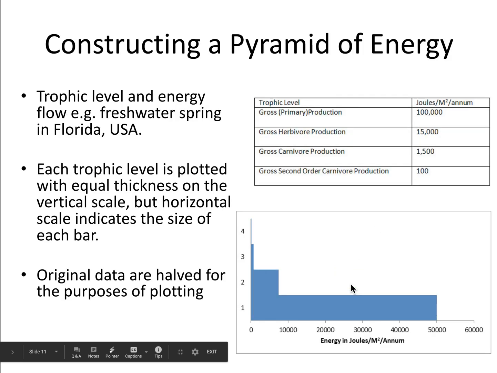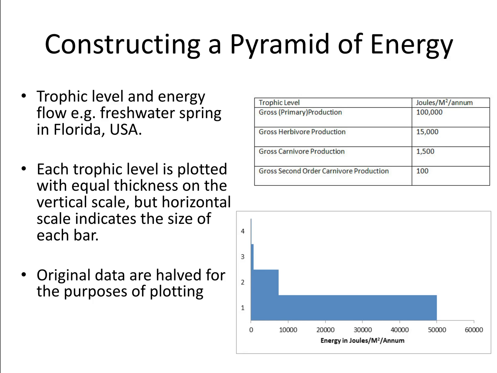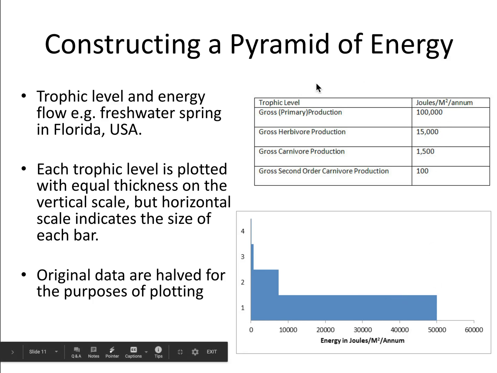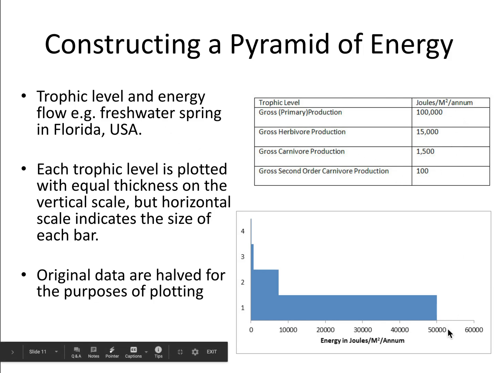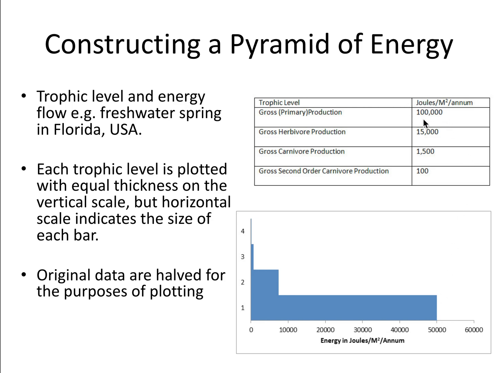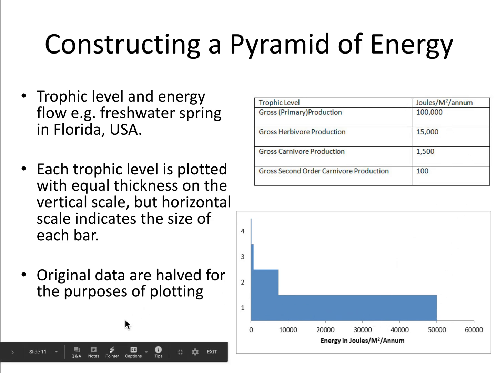You could also construct a pyramid on Excel if you were to look at it. So this is the data here, and it's representing freshwater springs in Florida, USA. So if you had to do this, you would only half the amount of data, because on the other side of the chart, it's going to be the other half. So this is 50,000 because the first number is 100,000. So the other side of the 0 would be 50,000, and I'll show you that in a second, because then it would total up to 100,000.